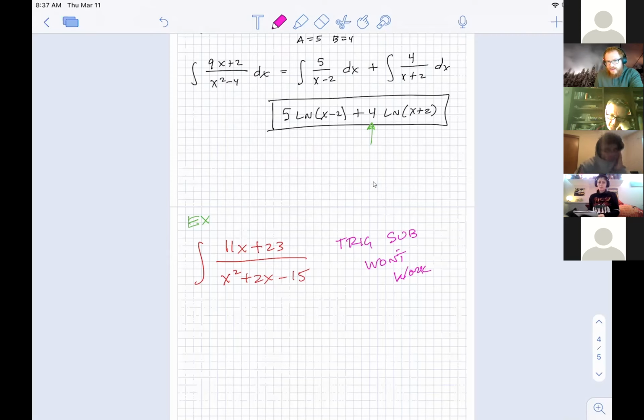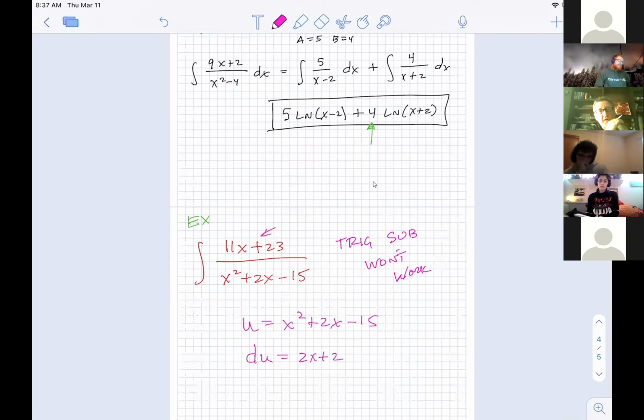By the way, we won't go down this road, but would it work to just let u equal x squared plus 2x minus 15? What's the derivative of that? 2x plus 2. Well, if there had been a 2x plus 2 up here, it would have worked, but there's not.